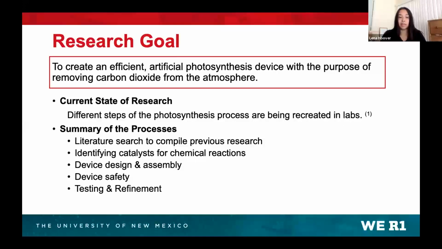The summary of the processes that we started taking and plan to take if we continue the research would be a literature search to compile previous research. This is what we started to identify the challenges. Then we'd identify catalysts for chemical reactions, look at the device design and assembly, look at the device safety, and then look at the testing and refinement of the device in different environments.